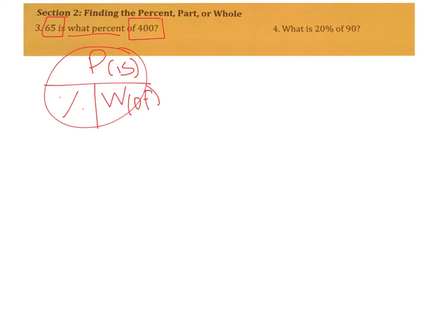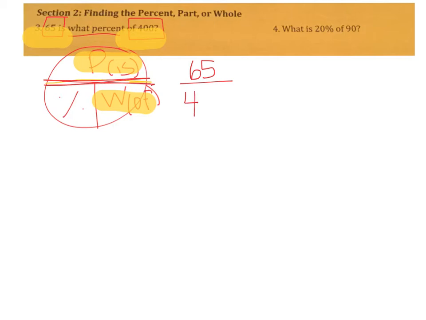So I'm going to take my highlighter and I'm going to highlight what it is that I have. So I have 65 is. So I'm going to highlight my is. And of 400. So I'm going to highlight my of. So I know that I'm going to take the part, and this line right here means that I'm going to divide. Part divided by whole. So 65 divided by 400.